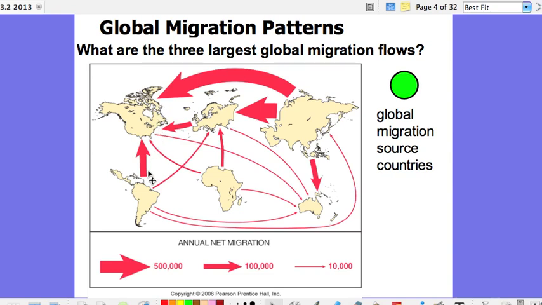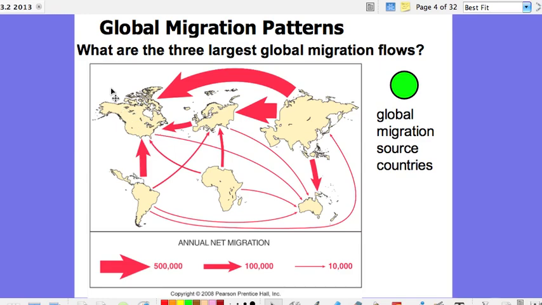And the next biggest flow would be here, which would be a lot of people going from Latin America, from Mexico down to the tip of Argentina, moving up to North America. You see some smaller flows. You see Asians going to Australia. You see Africans going to Europe. And you see Europeans also moving to North America.